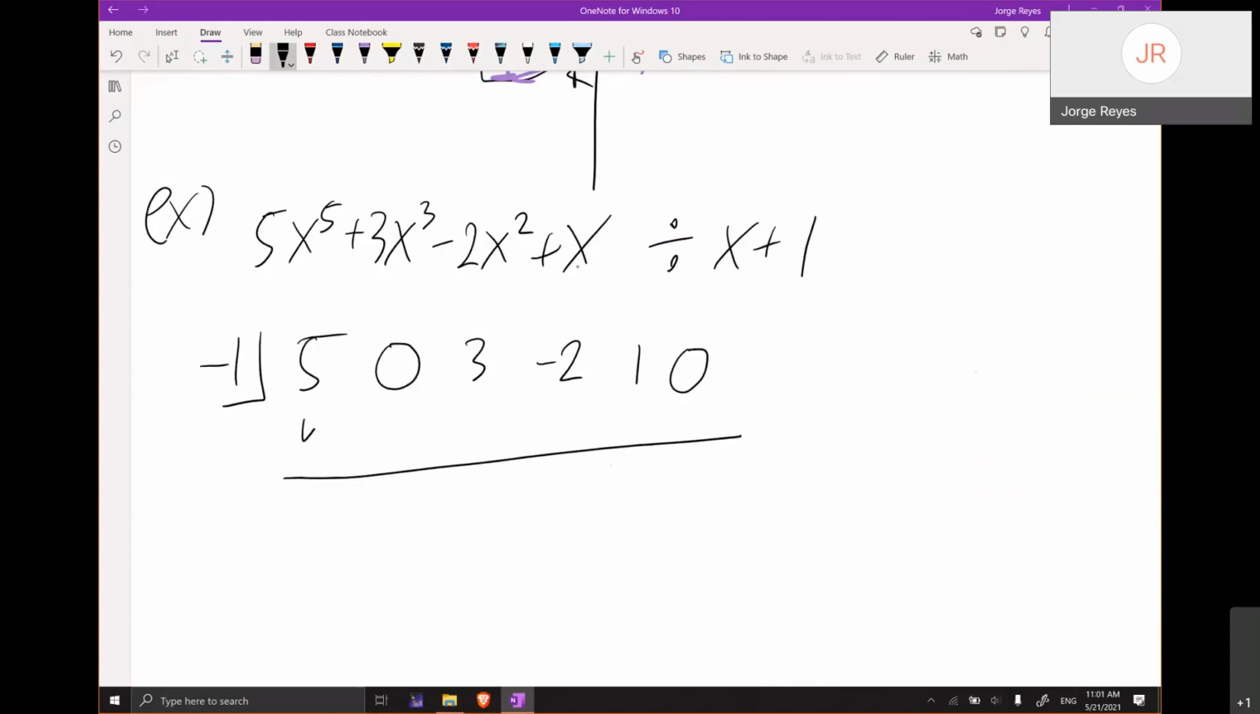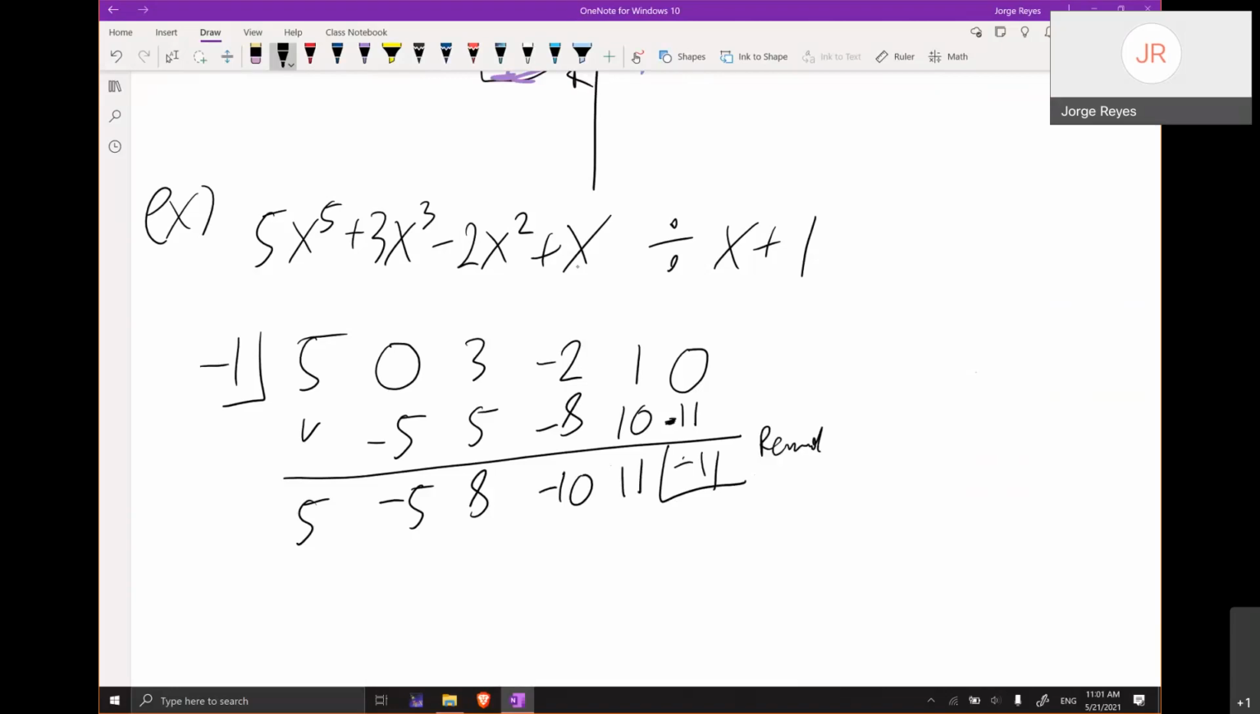All right, and then the 5 falls down. 5 times -1, -5, -5, 5. That's 8, -8, -10, 10, 11, -11, just kidding, sorry. So -11. All right, so the remainder is -11. All right.